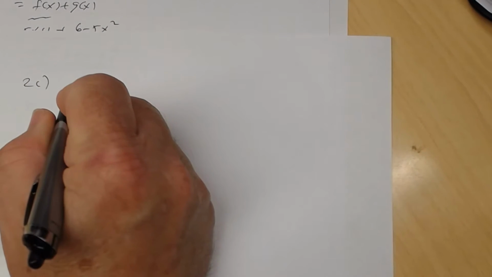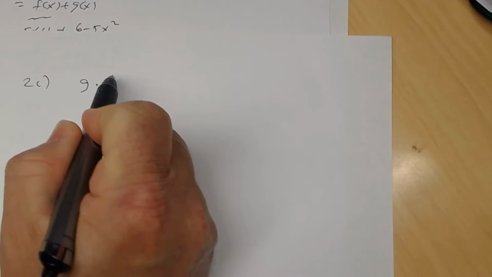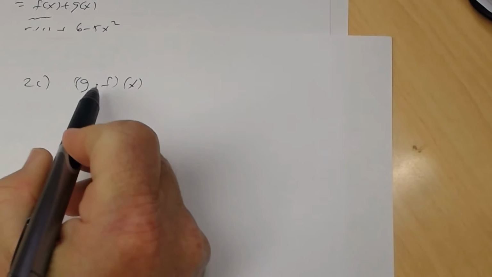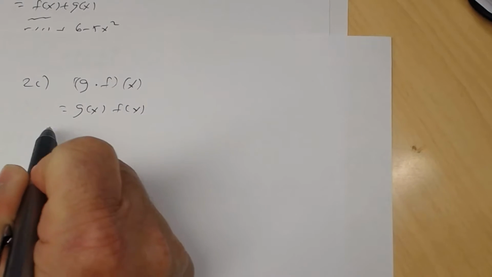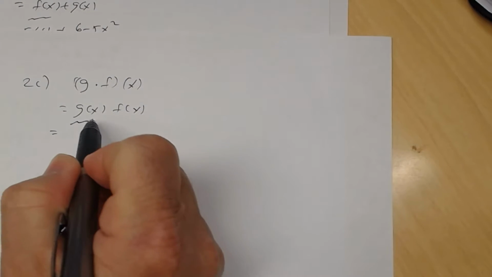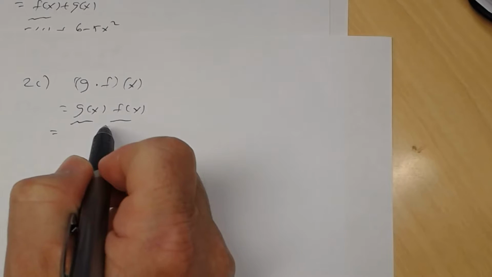Okay, so 2C. You're saying g times f at x. So by definition, remember that means g of x times f of x. That's what that means. Now remember, you got to put those in parentheses. So those do matter. You have to put in parentheses.